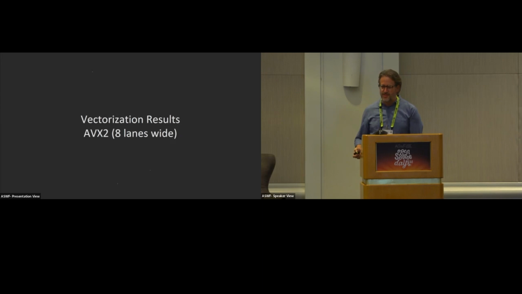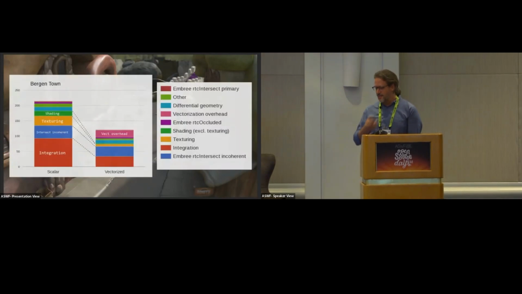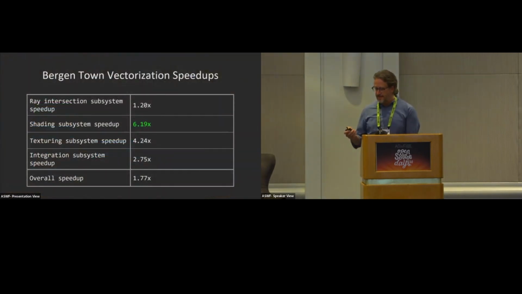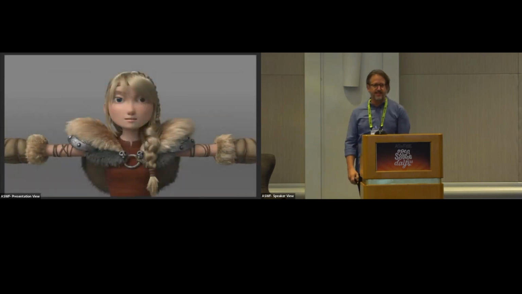So here's some results. I didn't know I was going to give a talk today, so I pulled these results from earlier slides. If you've seen these, forgive me, but they still hold true today. This is an example of an asset from Trolls. This is Bergentown. Here we see that integration took up a fairly good amount of time, and in the vector version, it went down pretty significantly. Specifically, the biggest section there was the shading subsection with the 6x speed up.